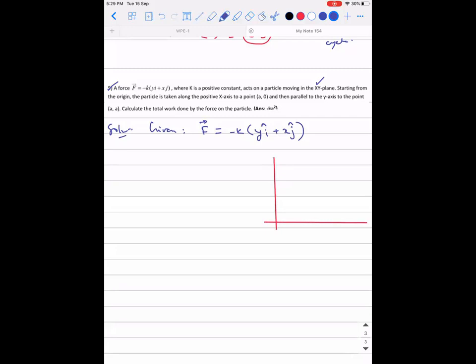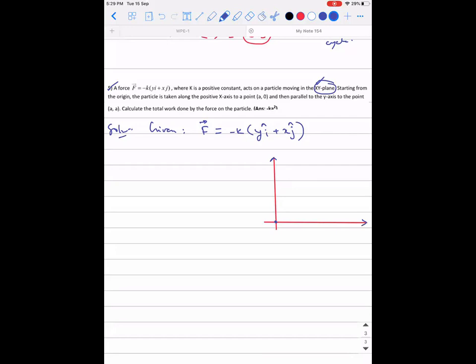So you have the basic coordinate system. By the way the force is given, is it moving in a 2-dimensional plane or a 3-dimensional space? 2-dimensional plane, because they told us it is the xy plane. The object is starting from the origin.